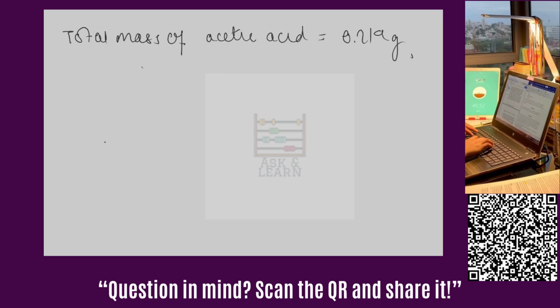We can find the mass percentage value for each acid. So we've got acetic acid, and then we have the other acid in terms of percentages. For acetic acid, we have 23.6%, and oxalic acid is 76.2%.